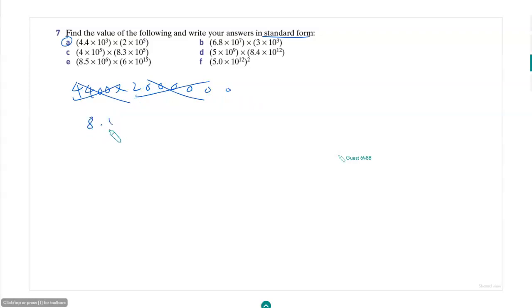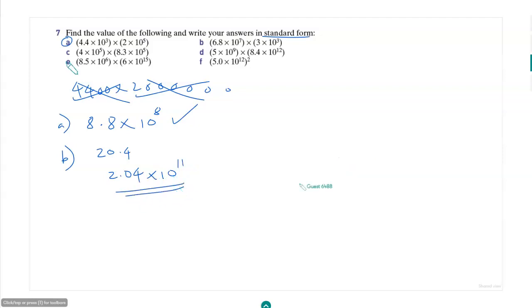8.8 times 10 to the power of 8. Good. Then B. 20.4, so it should be 2.04 times 10 to the power 11, right? Yes. Let's do E and F. E, 5 into 6.